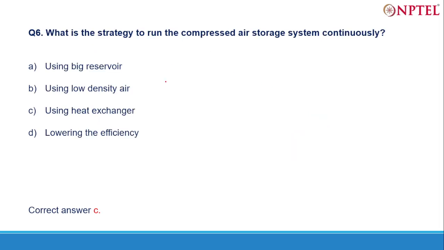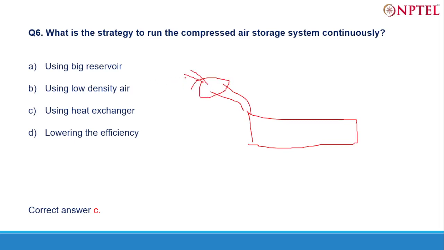Now the next question, and I think this is the last question. After this there is a conceptual question, and we will take your doubts and any other things you want to discuss. What is the strategy to run the compressed air storage system continuously? What is a compressed air storage system? We saw in slide 2 or 3 that we store air in a tank. There is a compressor, and air is input from here. That air is compressed and stored in the tank, and basically that air can be utilized for running gas turbines.